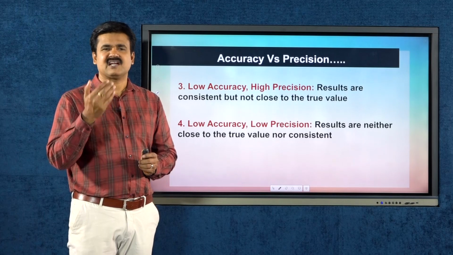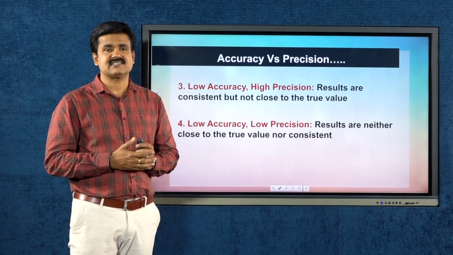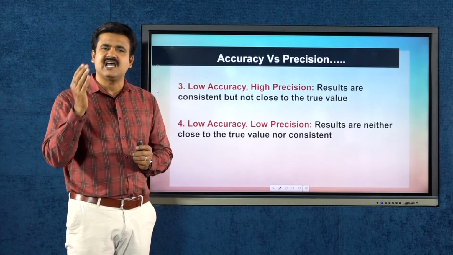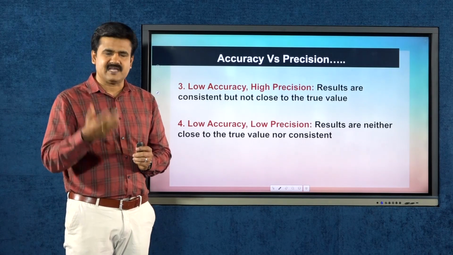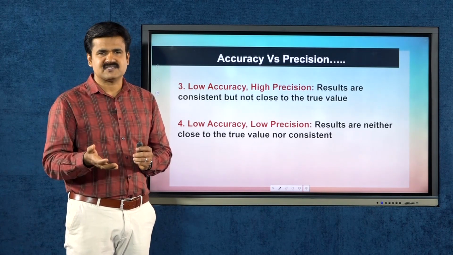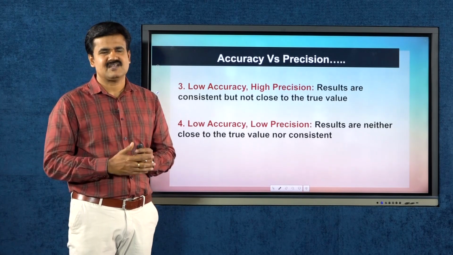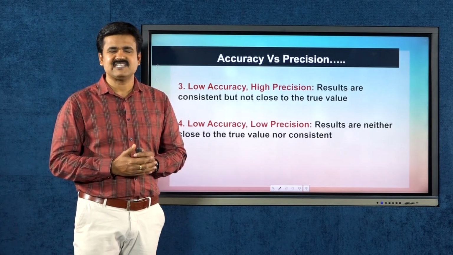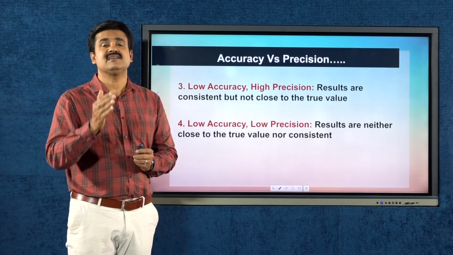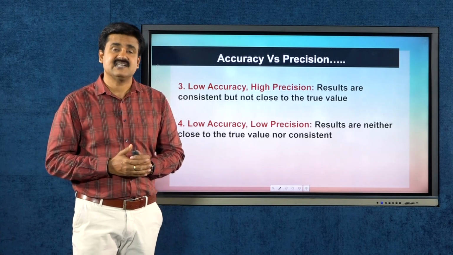So we considered 4 different cases related to accuracy and precision: high accuracy, high precision; high accuracy, low precision; low accuracy, high precision; low accuracy, low precision. So these are various possibilities as far as a measurement in quantitative analysis is concerned.